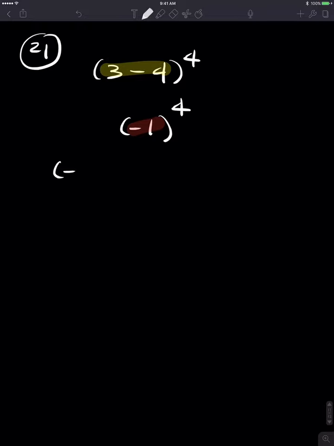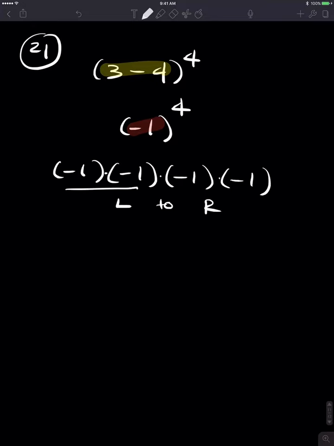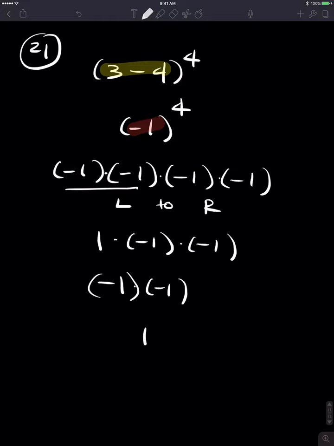So I have 4 negative 1's, and we repeat multiplication. Since it's the same priority, we work left to right. Negative 1 times negative 1 is positive 1. Positive 1 times negative 1 is negative 1. And negative 1 times negative 1 is positive 1.